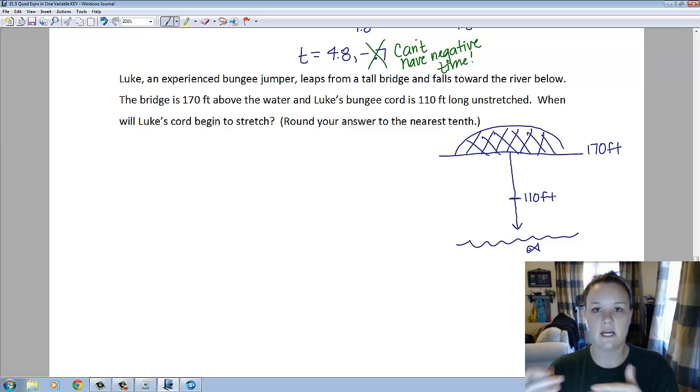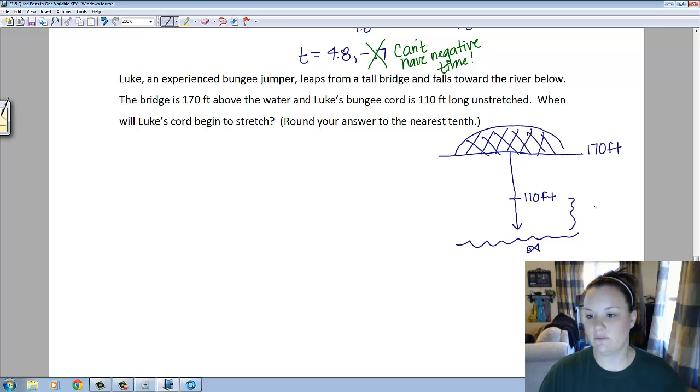So to find this distance from the water until his cord starts stretching, I can just subtract the two values. So 170 minus 110 leaves me with 60 feet. So his cord is going to start stretching at 60 feet above the water. So I want to know at what time that is going to happen.